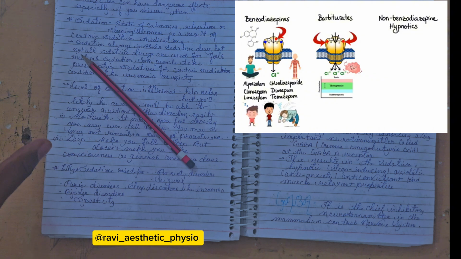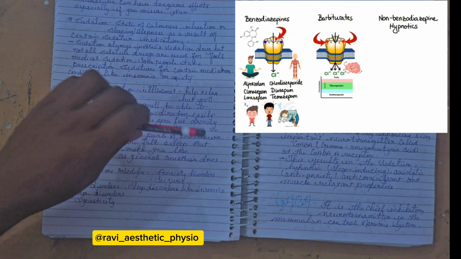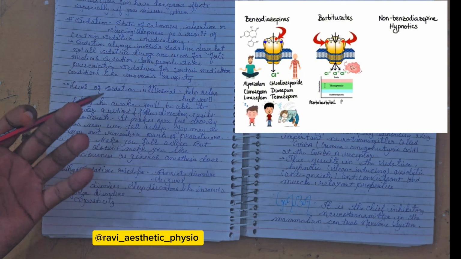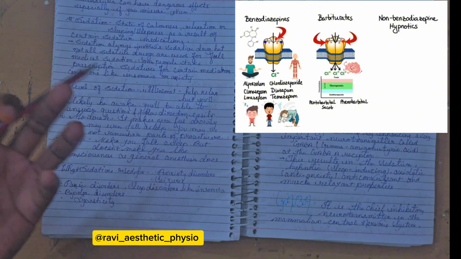Benzodiazepines are shown to help with panic disorder and sleep disorder like insomnia, giving calmness and relaxation of the mind. Examples of barbiturates include pentobarbital, phenobarbital, and secobarbital.